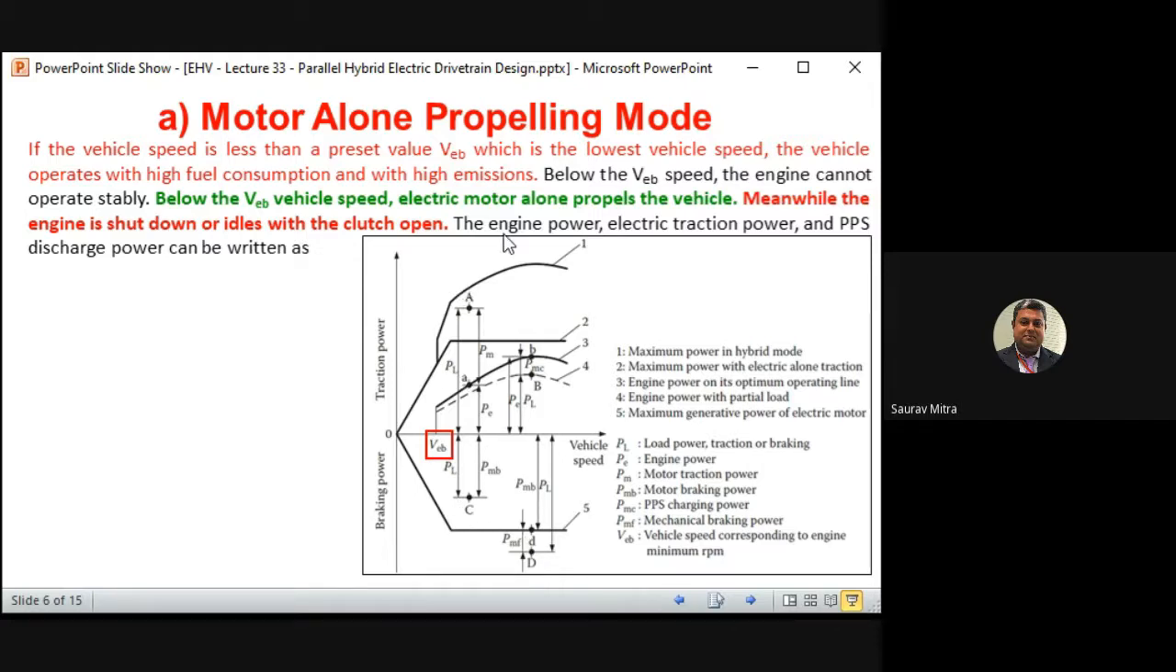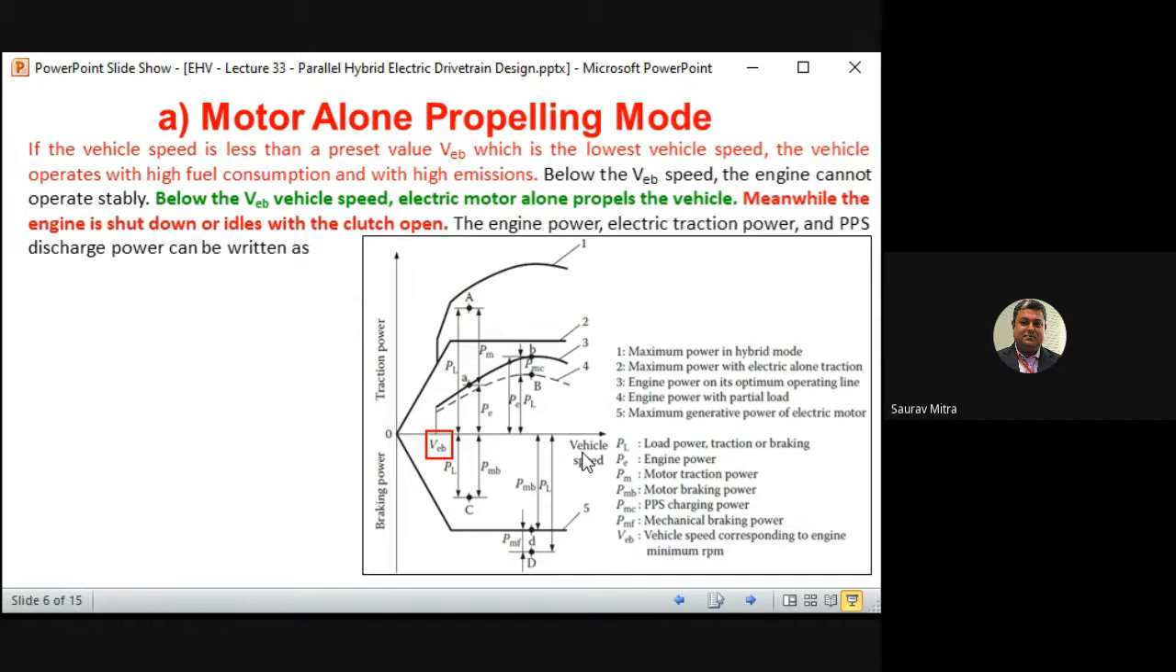Yes, in the first case, motor alone propelling mode, which one is that? So VEB is a very important thing. If the vehicle speed is less than the preset value VEB, which is the lowest vehicle speed, very important thing. VEB is the lowest vehicle speed because there is a baseline. The vehicle operates with high fuel consumption and with high emission. Lowest vehicle speed means whatever opposition is offered to the vehicle is almost equal to whatever traction power is generated by the vehicle.